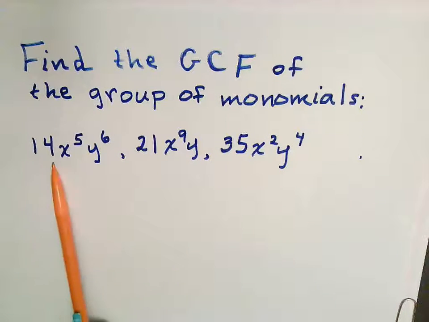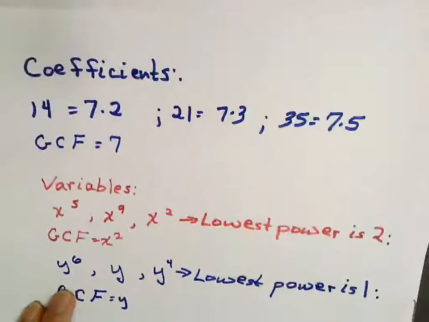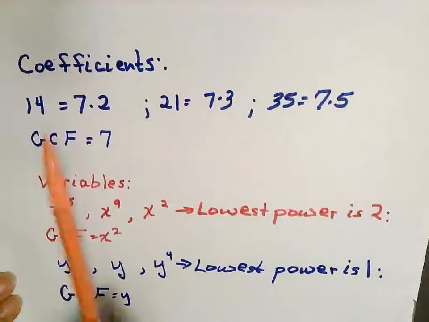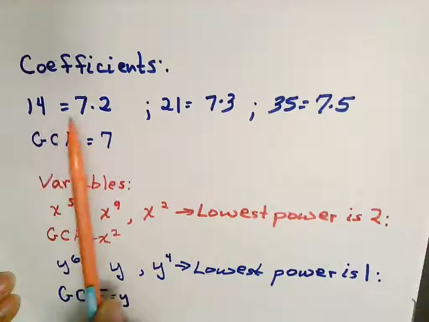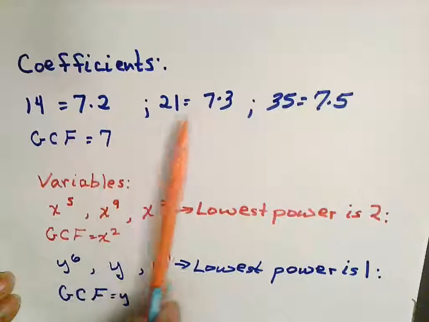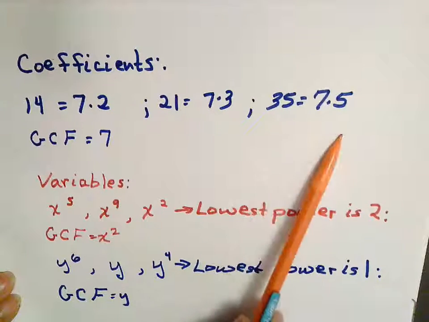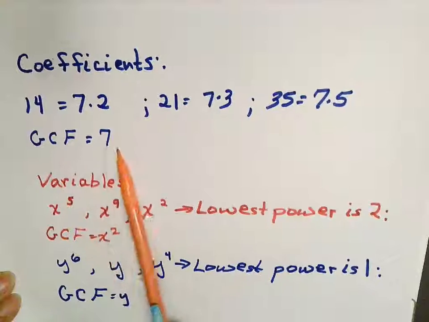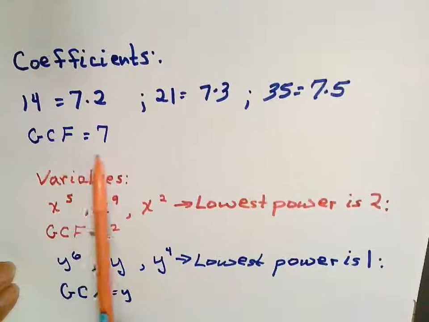The coefficients are 14, 21, 35. Numerical coefficients. So what we're going to do, we're going to factor these numerical coefficients into their prime factors. 14, 7 times 2, 21, 7 times 3, 35, 7 times 5. So the greatest common factor for the numerical coefficients will be 7.